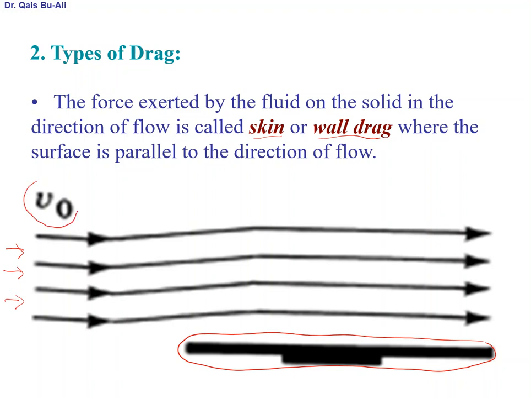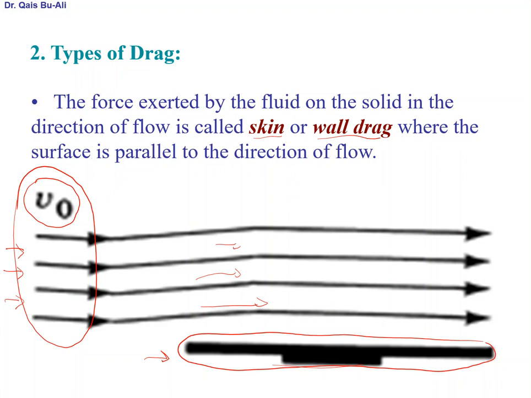This velocity V sub 0 is called the free stream velocity. This is the velocity of the fluid before contacting the solid. Here, this velocity is not affected by the solid yet, so we call it free stream velocity. And this is the first form of drag, where this object is parallel to the flow direction. In this case, we call this form of drag skin or wall drag.